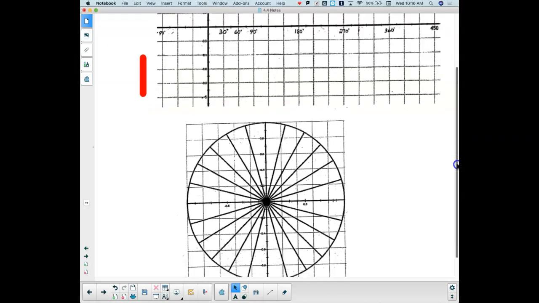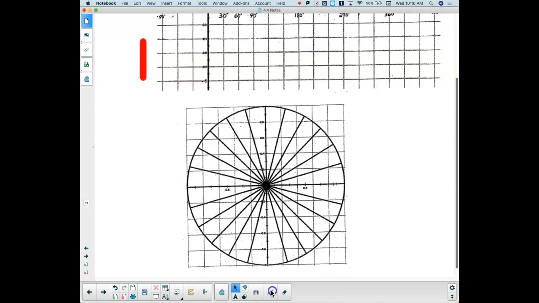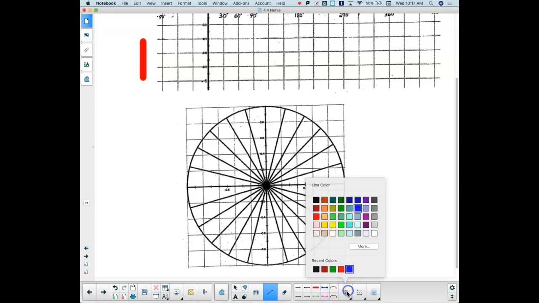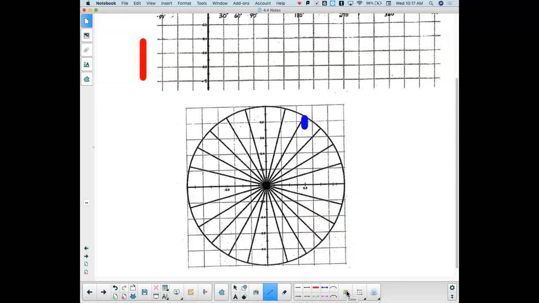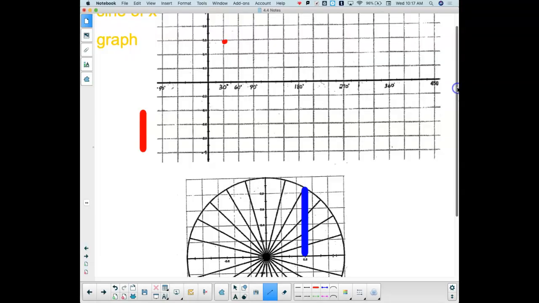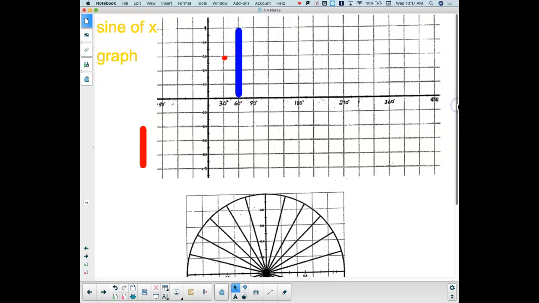Then I'm going to go to 60 degrees. And I'm going to measure that out. I'm going to drag it up, in my case, I'm dragging it up. And I'm going to put a dot.